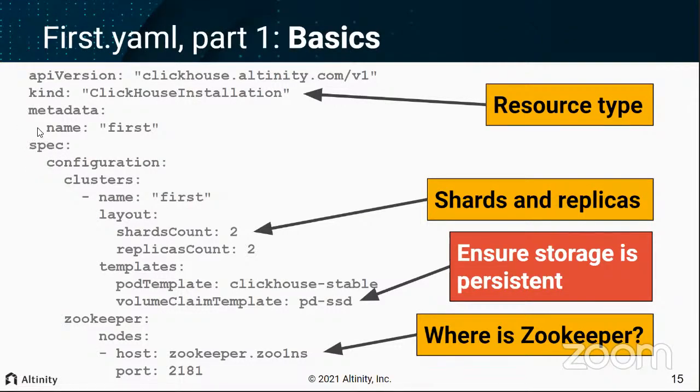Then we have things like the name, and then the configuration of the actual clusters. This is where you can start to see some of the power here, because if we want 2 shards, we just say shards count 2. If we want each of those shards to have 2 replicas, we say replicas count 2. If we want to define what the pods look like, we can just use a template. I'll show you what it looks like in a second. We're using one called ClickHouse Stable for the pod template, and then we have a template to define our storage. And then we have a clause which says, where does Zookeeper live? There it is. This is referring to the load balancer that's in front of our one Zookeeper node. And with that, we've got the basic information necessary that defines the ClickHouse topology.